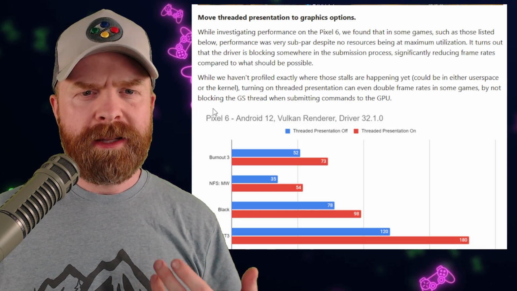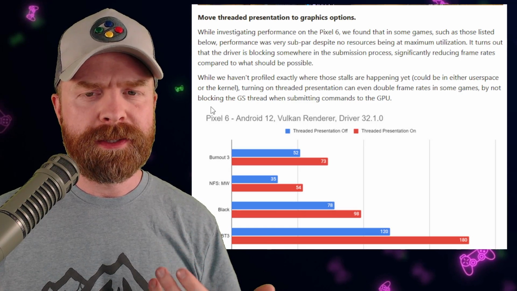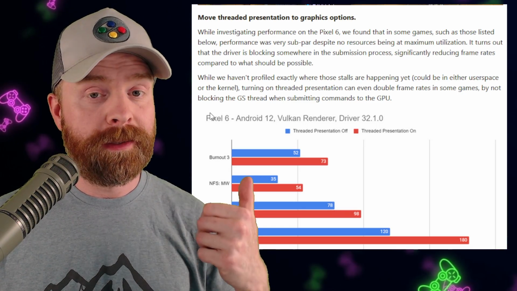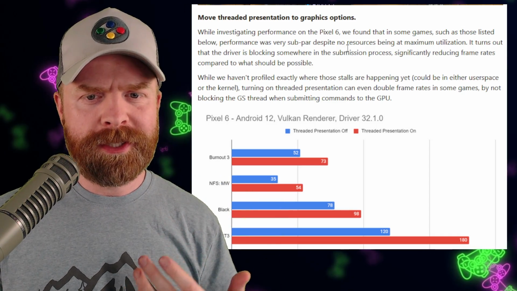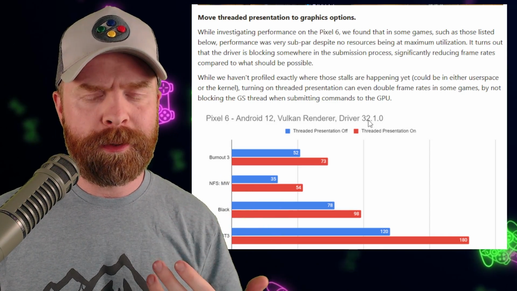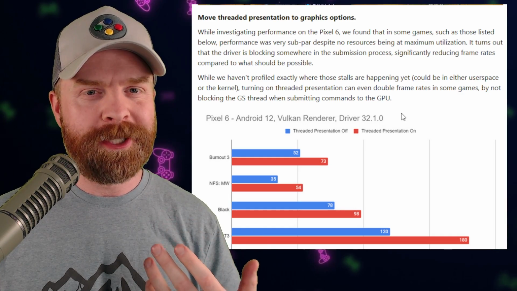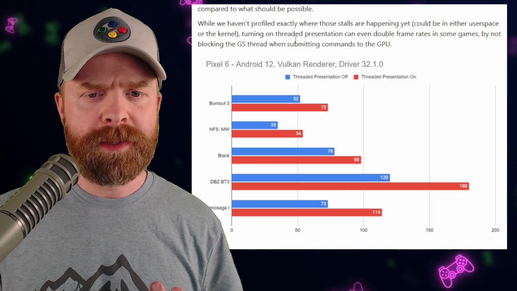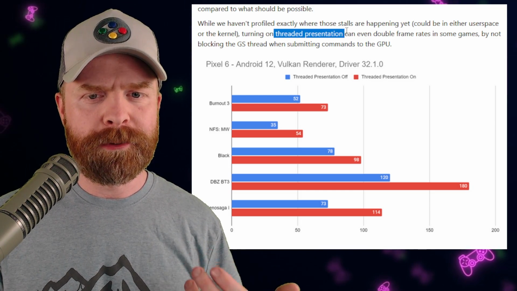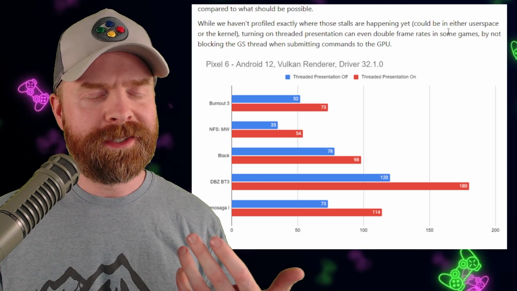Now, earlier on when AetherSX2 started their Patreon, one of their goals was to acquire a Pixel 6 to help out performance, and that's coming to fruition here. So they've been able to improve performance on a Pixel 6 by a considerable margin. And for those wondering, the Pixel 6 uses a Mali GPU. They still have a ton of work to do for Mali, but if you do have a Mali GPU in your device, make sure to turn on threaded presentation. They say you can even double your frame rates in some games.